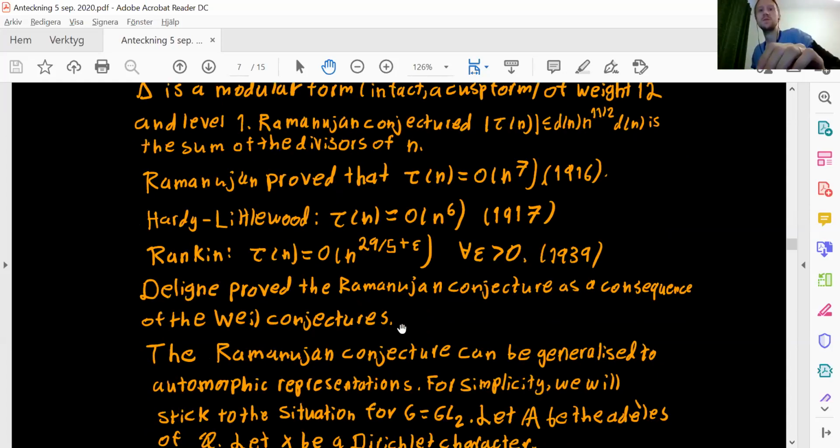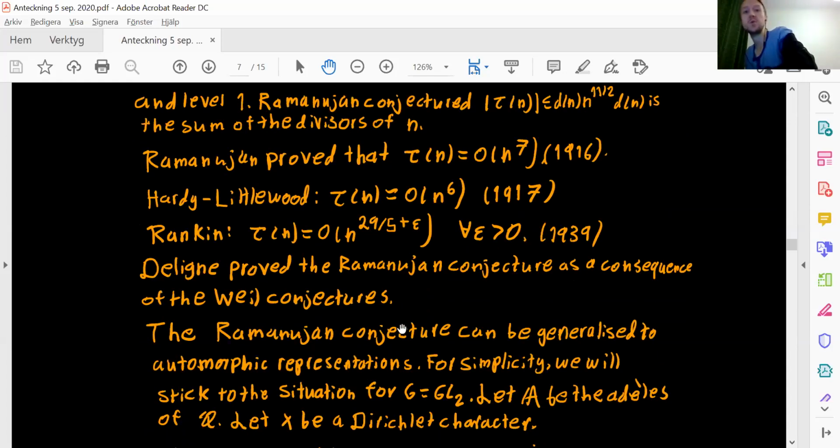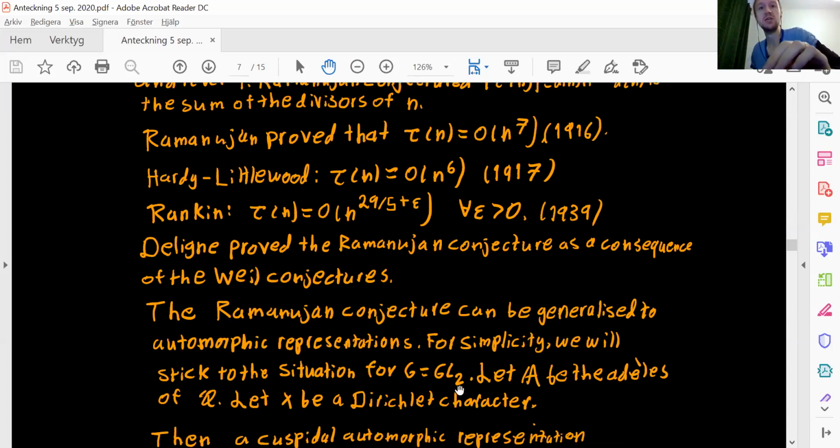So you can also then generalize the Ramanujan conjecture to automorphic representations. As I said, you don't need to know what automorphic representations are. You will just define what we will need about them for this to make sense. But for simplicity, if you know something about this, I will let G be equal to GL2, and I will now let A be the adeles of Q, and let chi be a Dirichlet character.